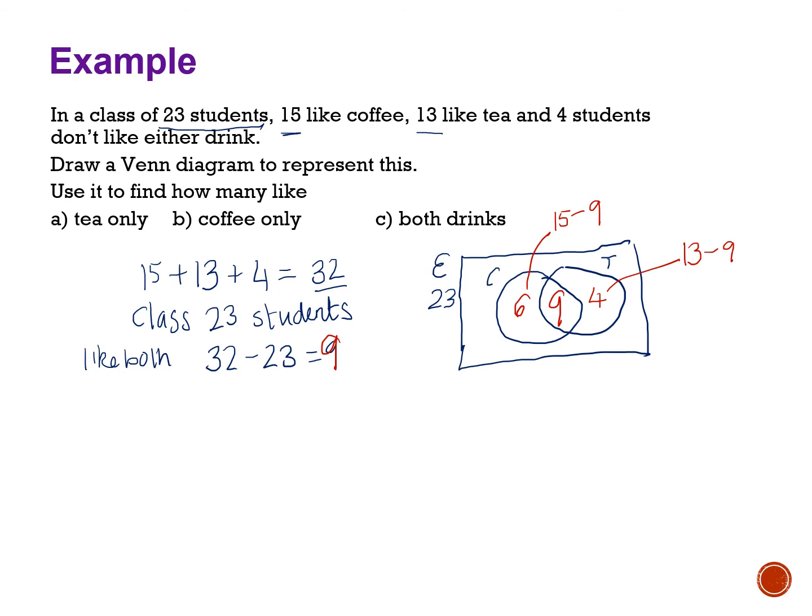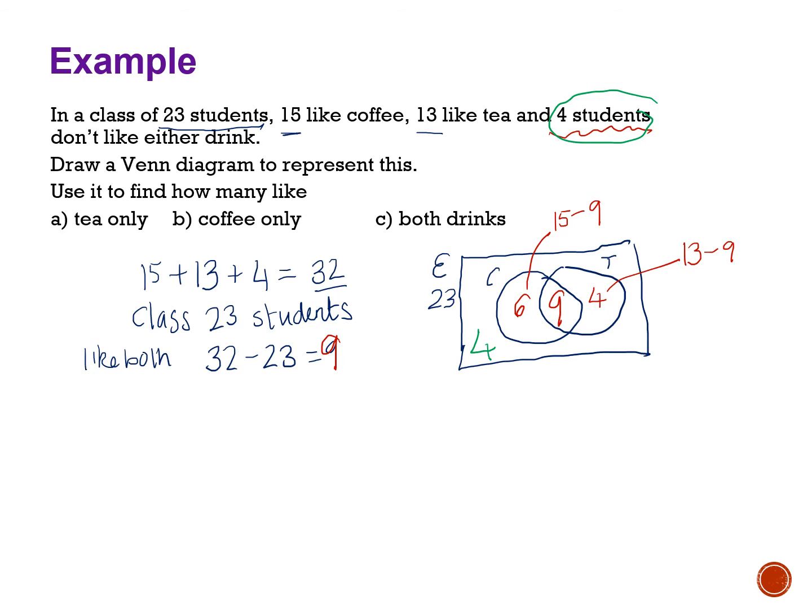Where do I put these 4 students? Have a think about it. 4 of them don't like either. So they can't be in the coffee circle, they can't be in the tea circle. So the 4 that don't like either, these ones here, they go outside the circles, but inside the box.